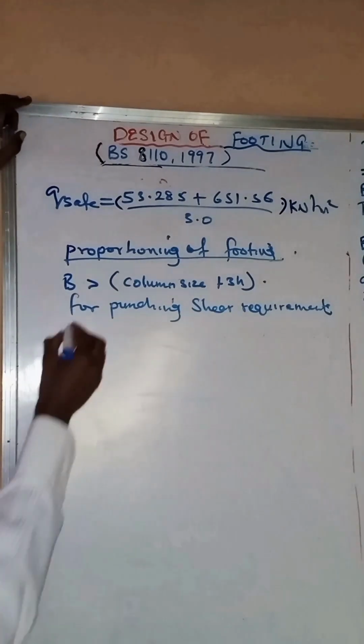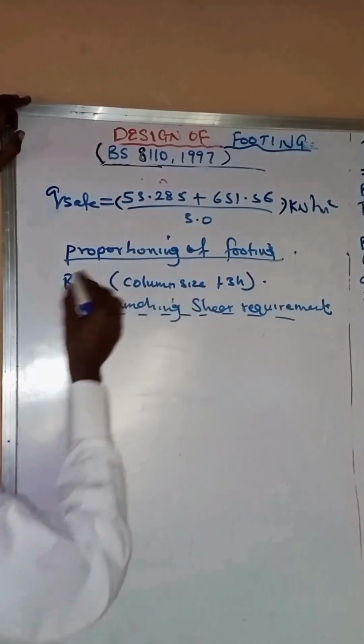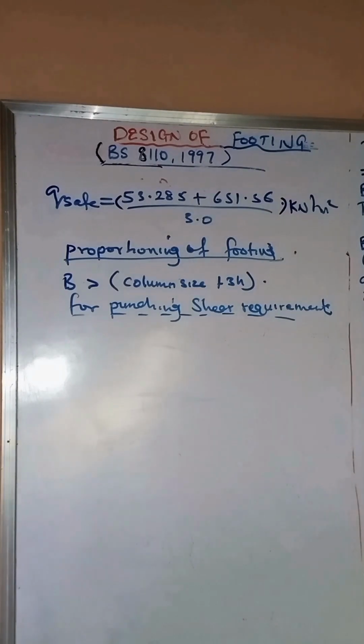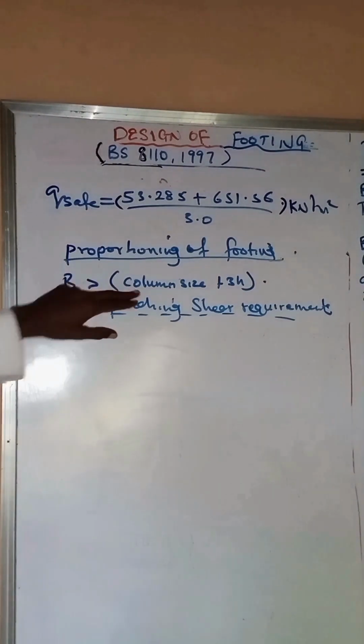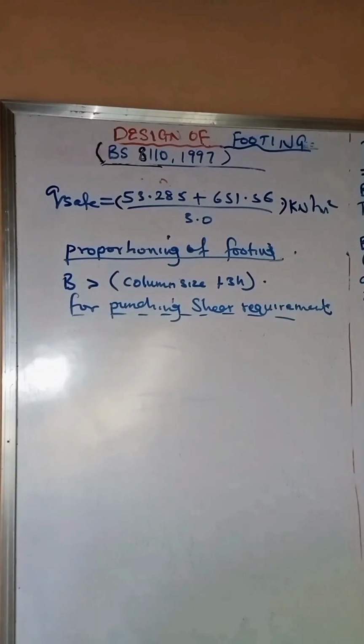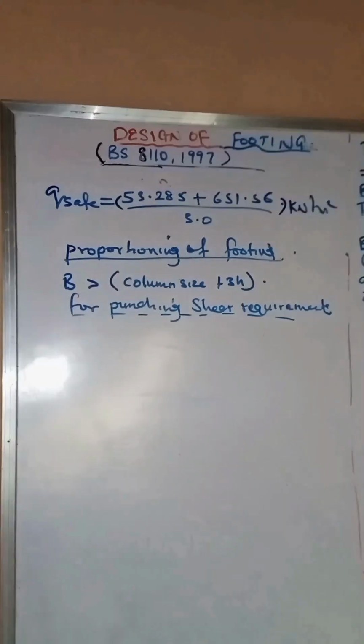So this is what we have for punching shear requirement. We know that B must be greater than the column size plus the distance from the critical section. Now this column size could either be the breadth or the length, whether you have a rectangular column or a square column. If you're having a square column, it represents the similar thing. So with this, we can size our footing. We can pick a thickness for our footing and choose the necessary corresponding breadth of the footing.